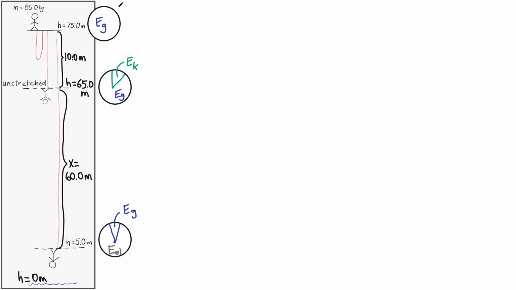Let's go ahead and call this position 1, this position 2, and this position 3. We're assuming for the first half of the jump here that energy is conserved and there is no dissipated energy. So we can assume whatever the energy total is here should equal the energy total here. So for position 1, I have all gravitational potential energy equaling some kinetic energy at point 2 plus a large amount of gravitational potential energy that remains.